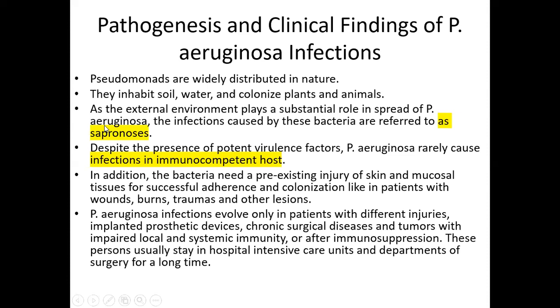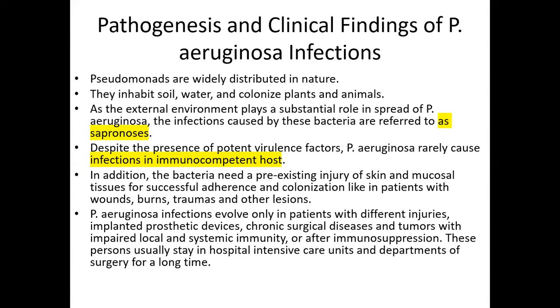Pathogenesis and clinical findings. Pseudomonas are widely distributed in nature. They inhabit soil, especially water, and colonize plants and animals. As the external environment plays a substantial role in the spread of Pseudomonas aeruginosa, the infections caused by these bacteria are referred to as saprophytosis.